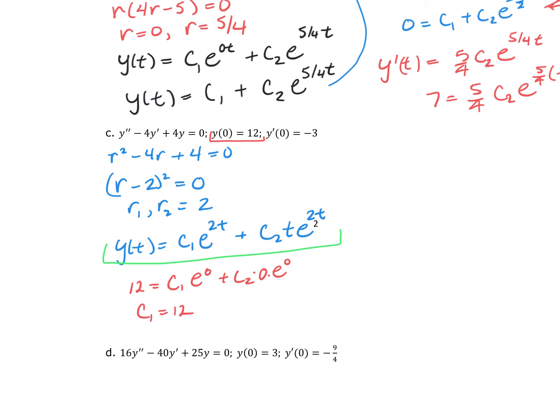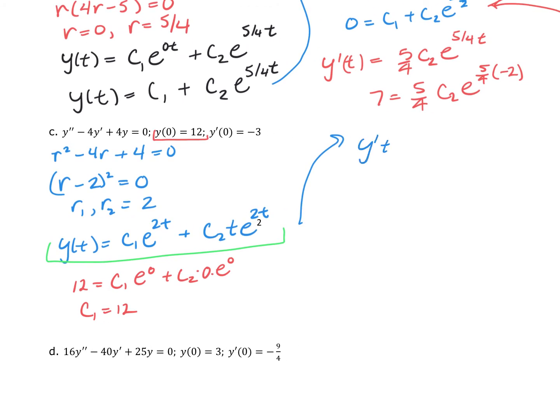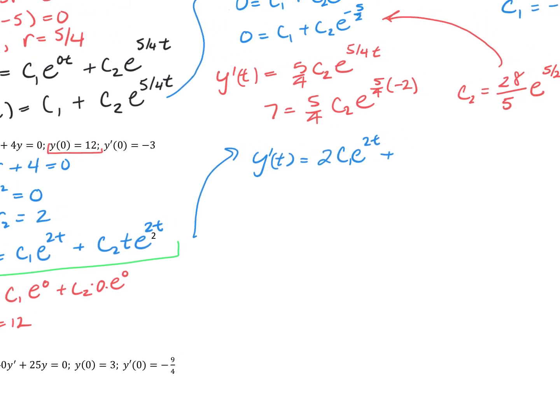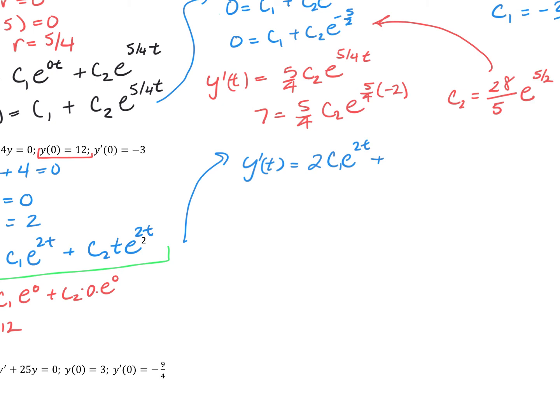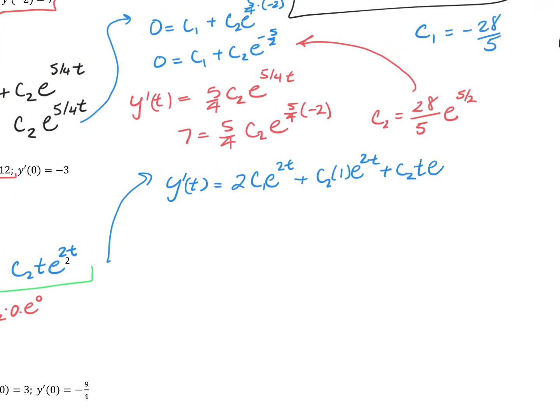Now I'm going to take my derivative here. So I'm going to come up here and I'm going to find my derivative. So y prime of t is going to give me 2 c sub 1 e to the 2t plus, oh, look, this is where it's not so nice. We have to do the product rule. But it's not that bad, right? Derivative of a product. So I have c sub 2, the derivative of t, which is 1, e raised to the 2t, plus c sub 2, t, e raised to the 2t multiplied by 2.